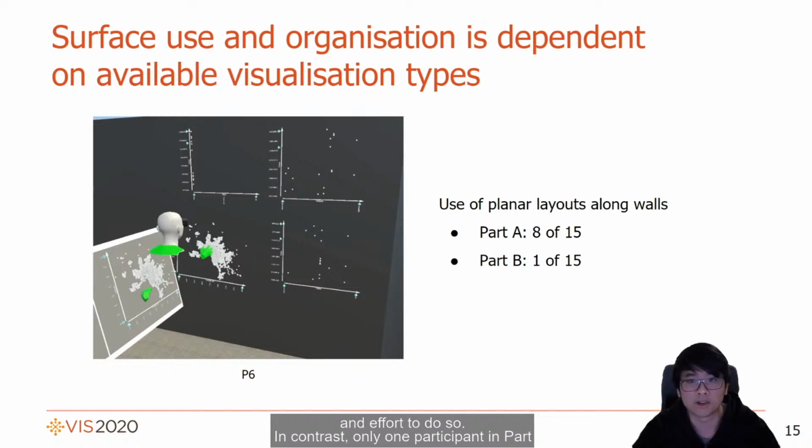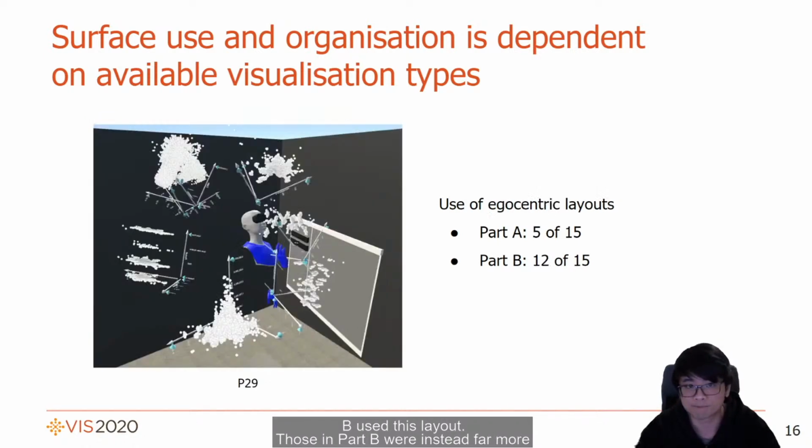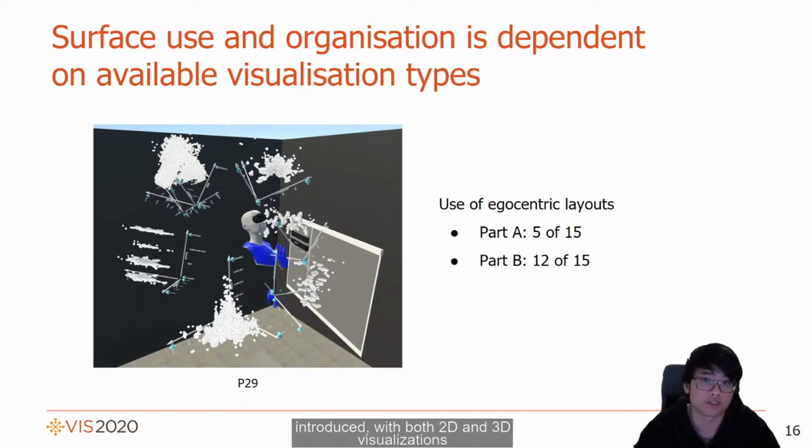In contrast, only one participant in Part B used this layout. Those in Part B were instead far more likely to use egocentric style layouts when 3D visualizations were introduced, with both 2D and 3D visualizations placed in a spherical fashion around them.